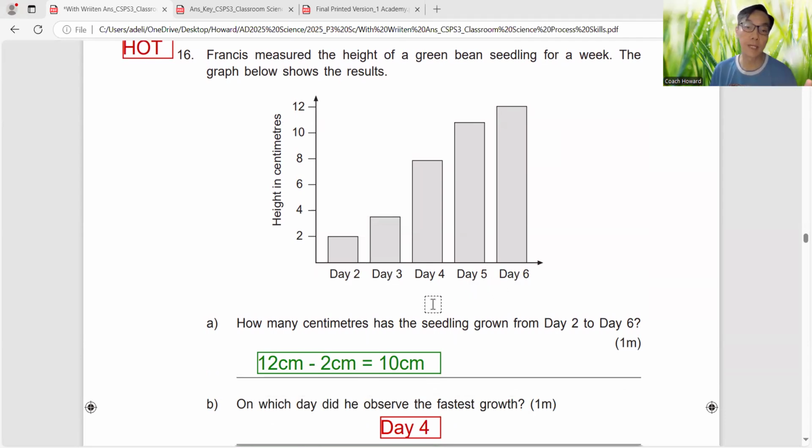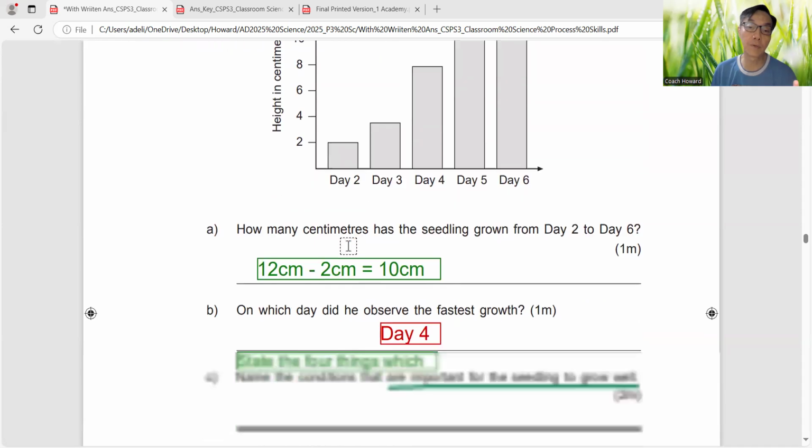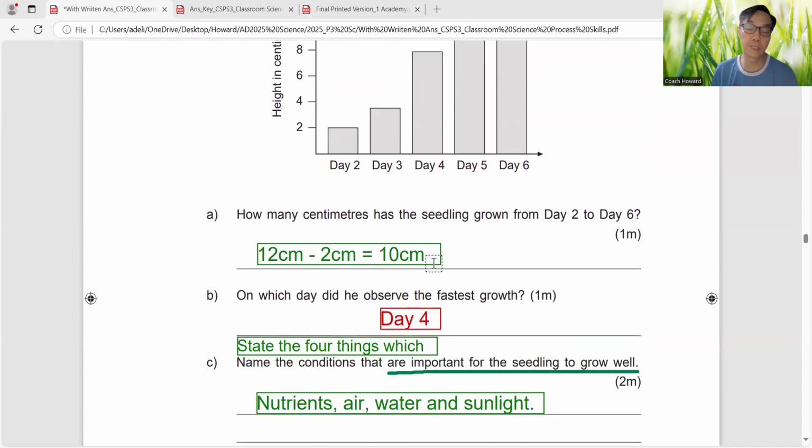So question A, how many centimeters has the seedling grown from day 2 to day 6? So you use your ruler to draw a dotted line across here. Day 6 is 12 centimeters, and day 2 is at 2 centimeters. So by calculating, 12 minus 2 is 10 centimeters. Okay, remember to put down your units. For students who are careless, if they just put 10, they will get half marks subtracted because no units are being shown.